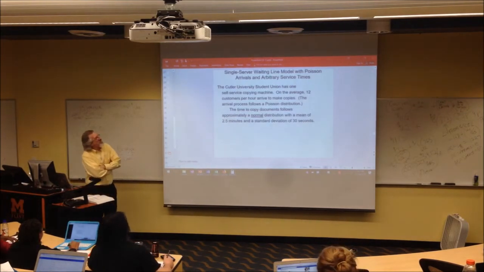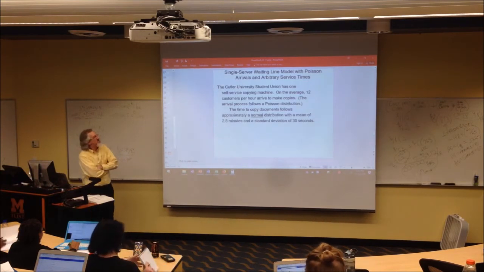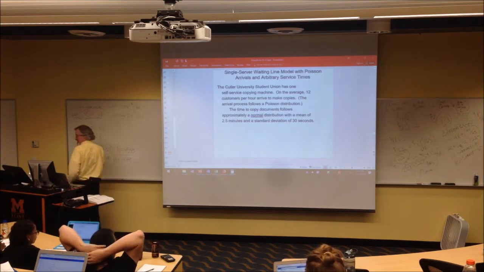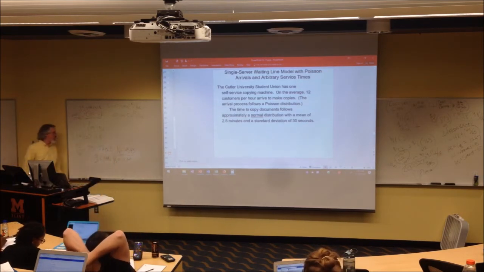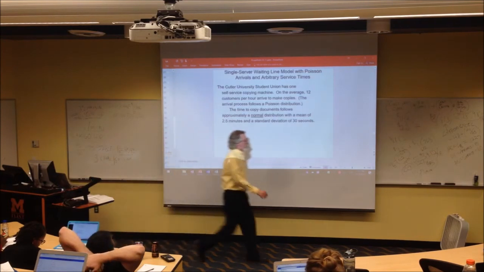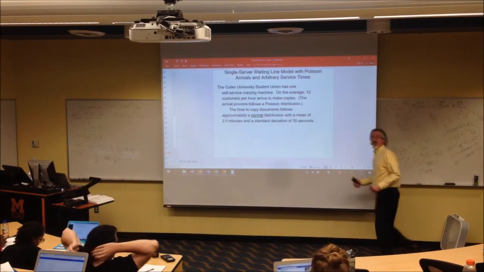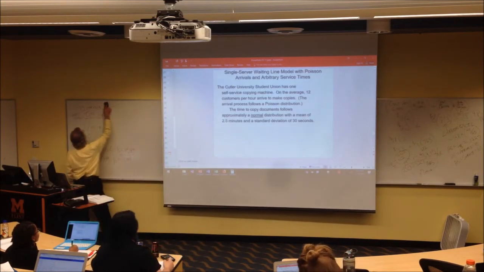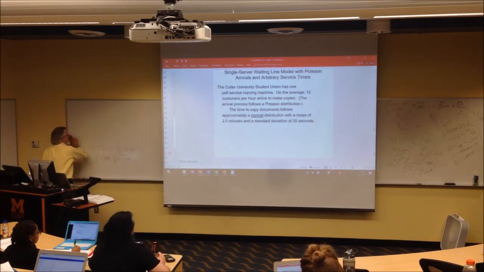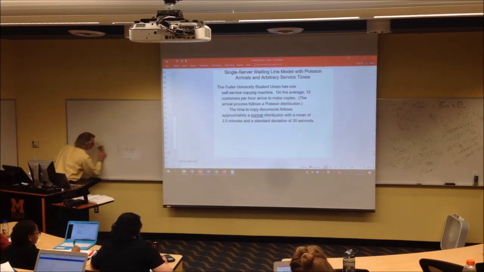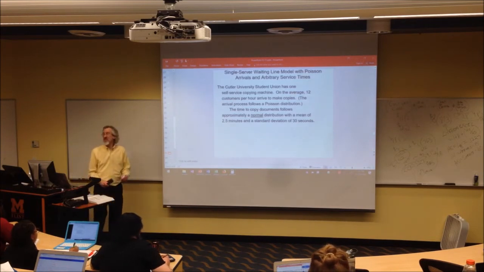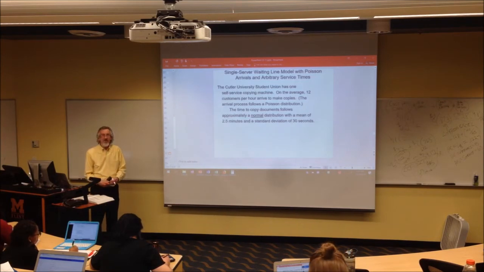Cutler University Student Union has 1 self-service copy machine. On average, 12 customers per hour arrive to make copies. Let me write that down. I already forgot, is this time or rate on the arrivals? Rate, because it says per what? Per hour. It'll say each hour, per hour, each minute, per minute. It's a rate. If it's not a rate, then it's time on arrival or service. You must convert it to a rate. You can't leave it as time.